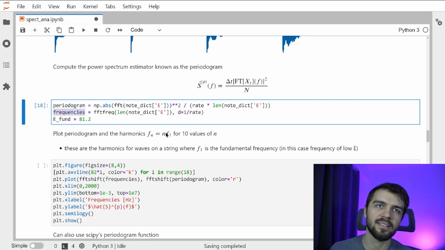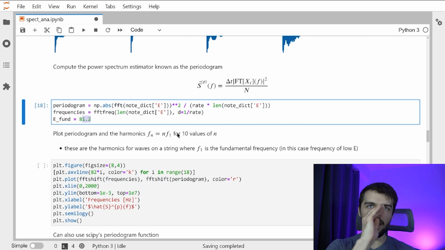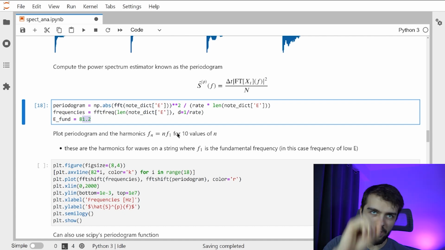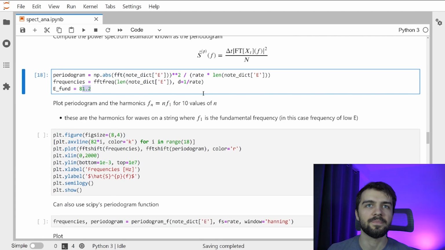So that's n times the first frequency. So I know a low E, at least in this case, when my guitar was out of tune, was 81.2. And we're going to make 10 lines. So 81.2, then 2 times that, then 3 times that, then 4 times that. Those are the harmonics. And we should see spikes in the amplitude, in the power spectrum at those frequencies.